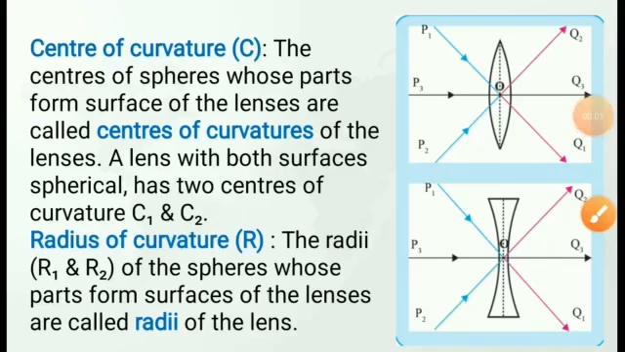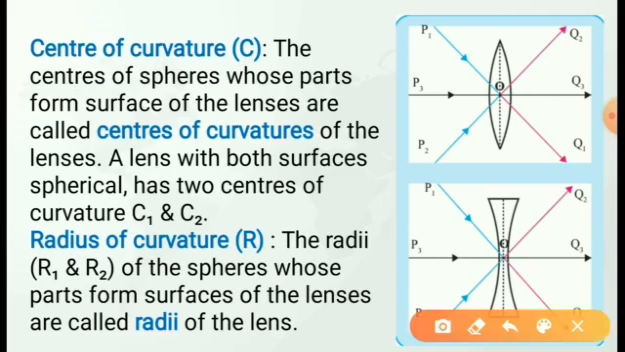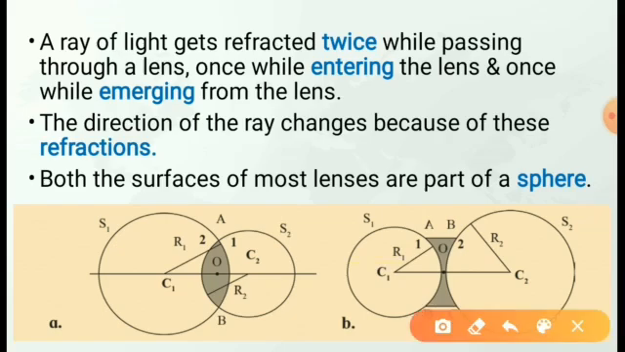Let us study the terms related to the lenses. Center of curvature, C. The centers of the spheres whose parts form the surfaces of the lenses are called centers of curvature of the lenses. A lens with both the surfaces spherical has two centers of curvature, C1 and C2. You can see here in this diagram C1 and C2.